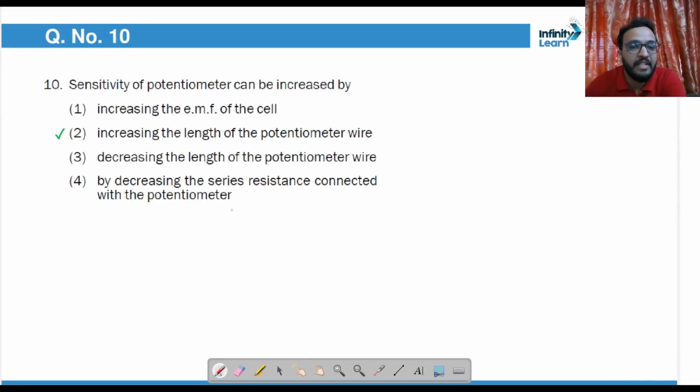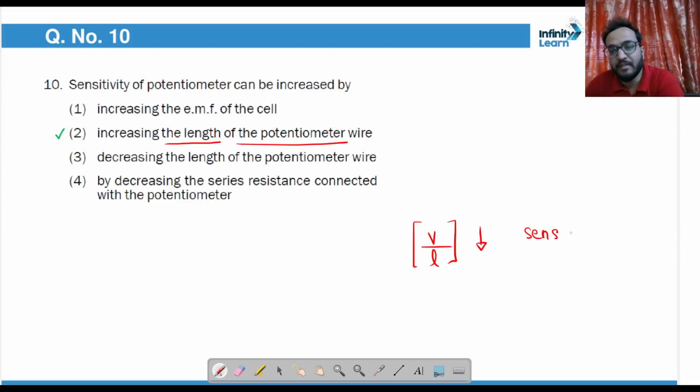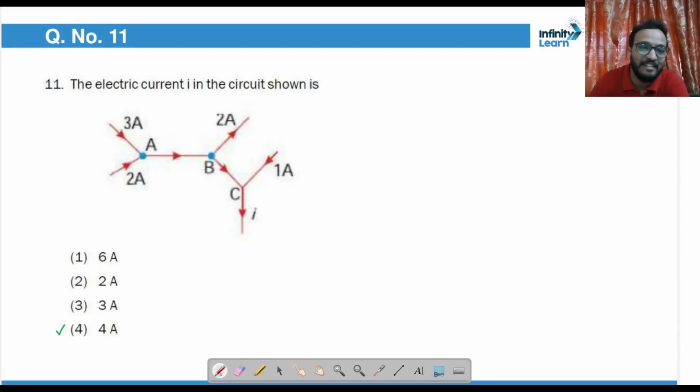Sensitivity can be increased by increasing the length of the potentiometer, because sensitivity is higher when the potential per unit length, that is the potential gradient, is lesser. Sensitivity is higher. Very sensitive word.